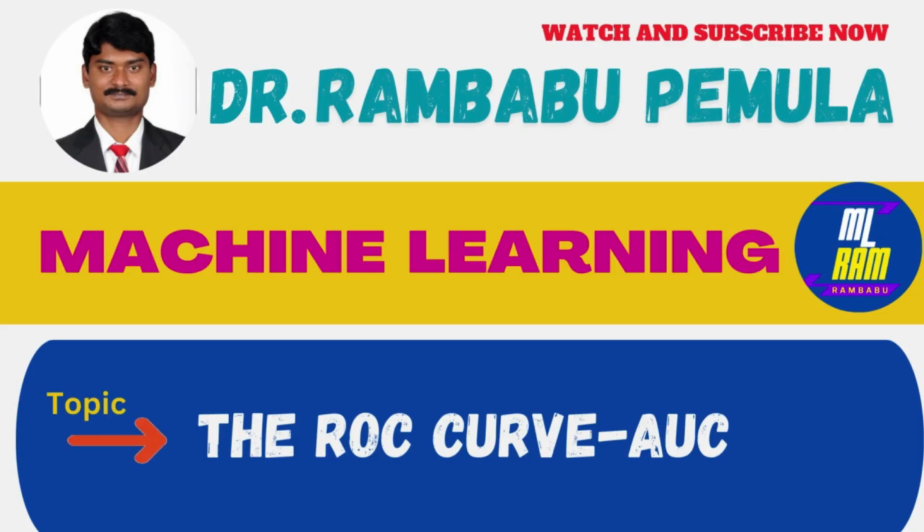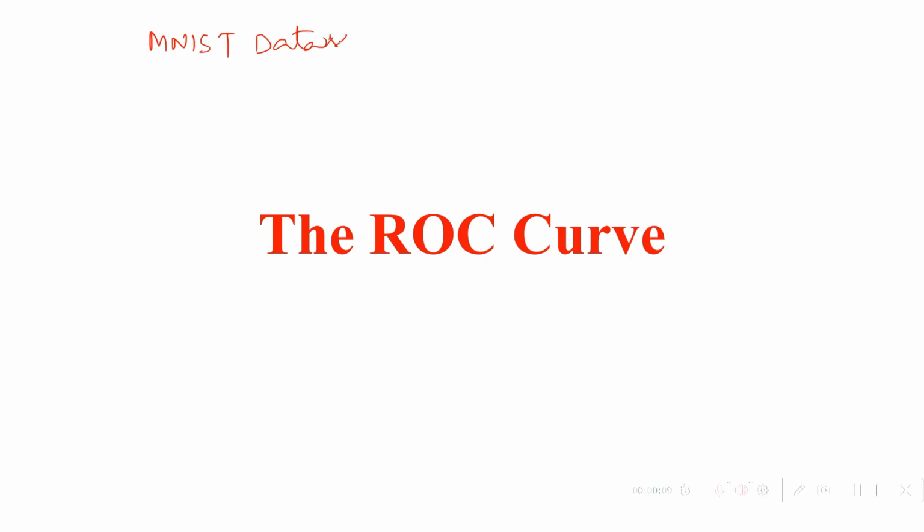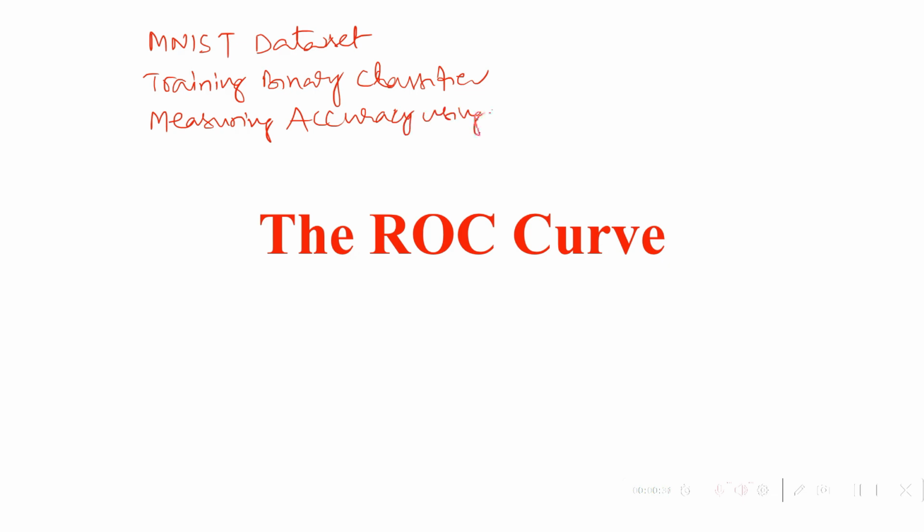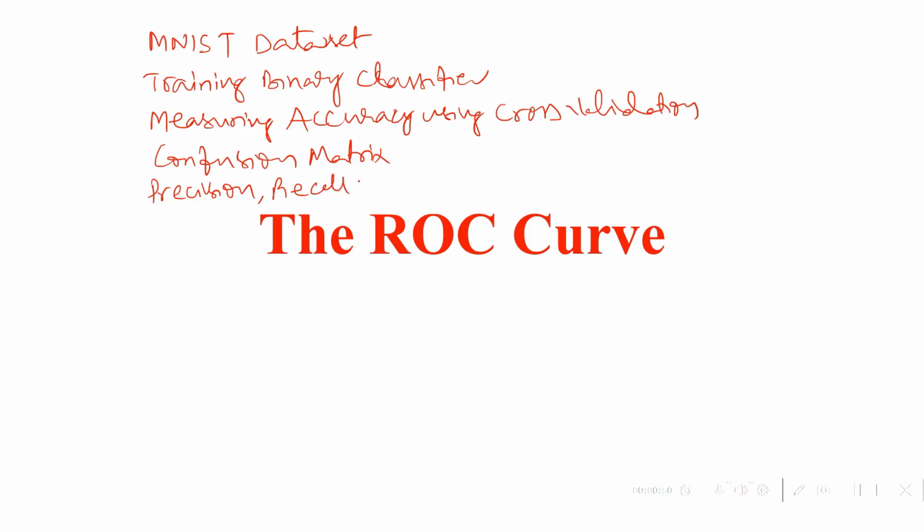In the previous video, we discussed the MNIST dataset and training a binary classifier, and measuring the accuracy using cross validation, confusion matrix, precision, recall, F1 score, and the precision-recall trade-off. Okay, so these are the different topics we discussed in the previous videos.